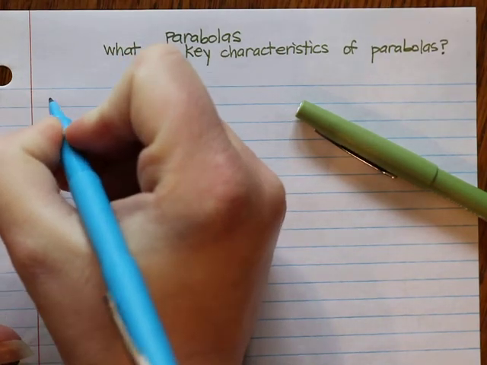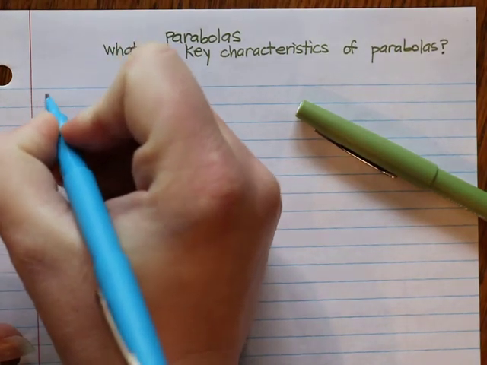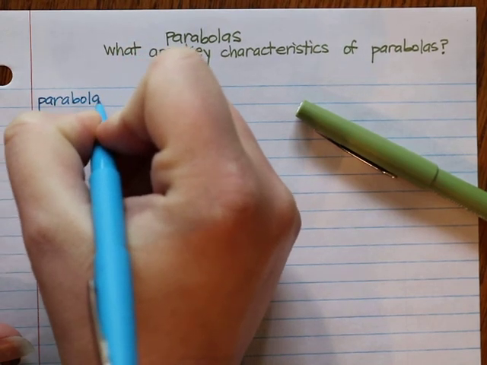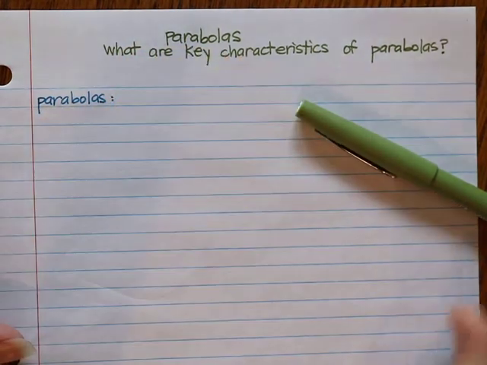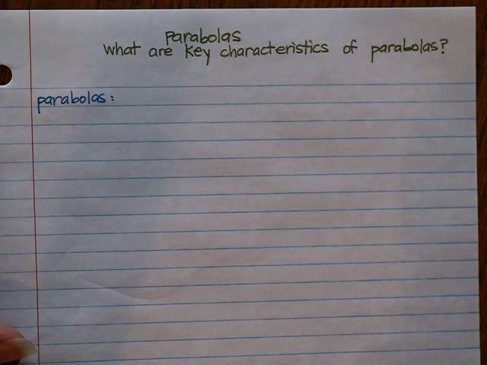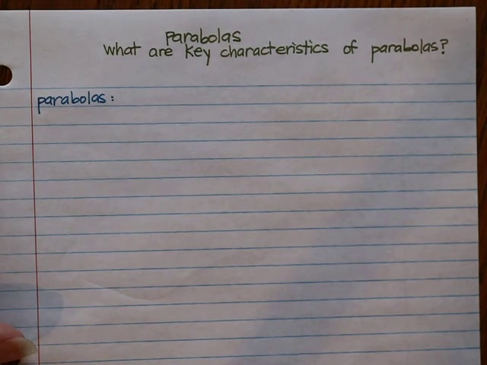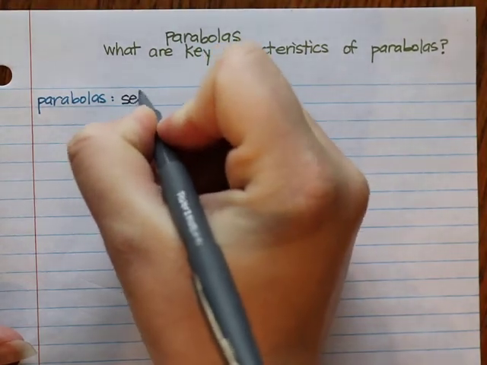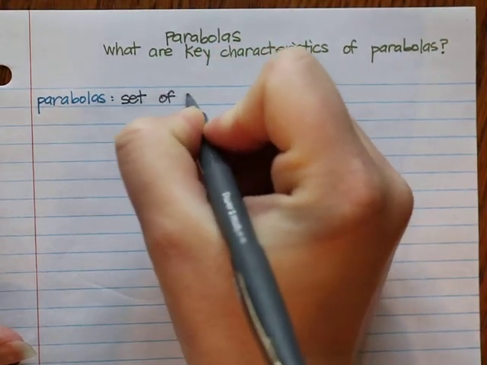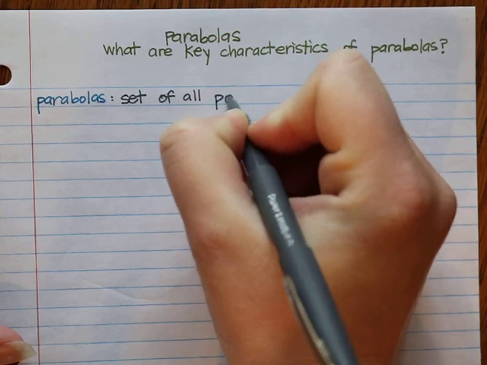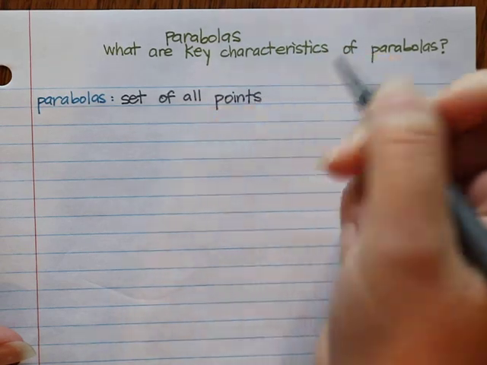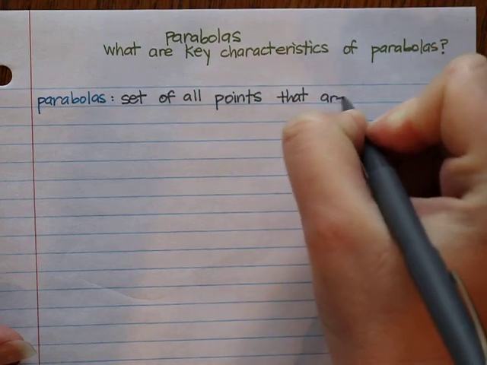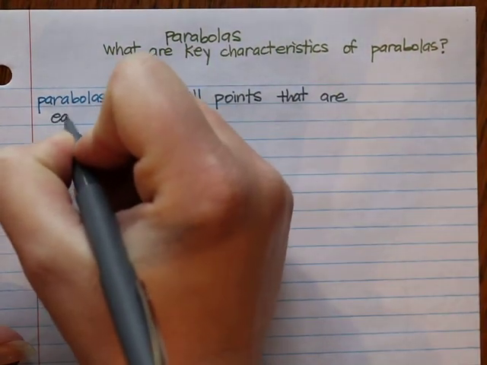So as we get into it, you're going to hear some key words come out, and one of the first is the definition. So we're going to give parabolas a little bit of a different definition, but it's one that's going to have some words that will start to become more familiar as we do more and more with conics. So parabolas are the set of all points that are equidistant.